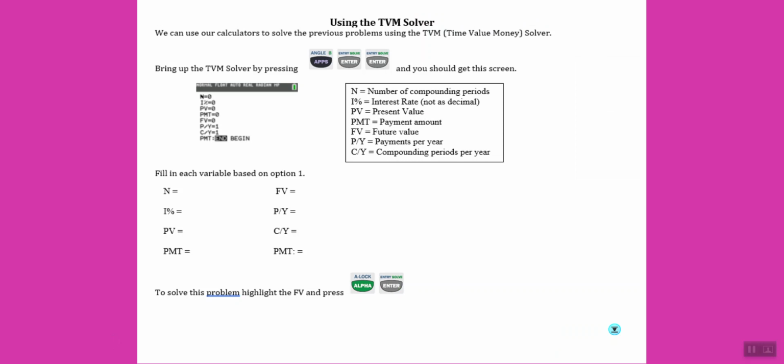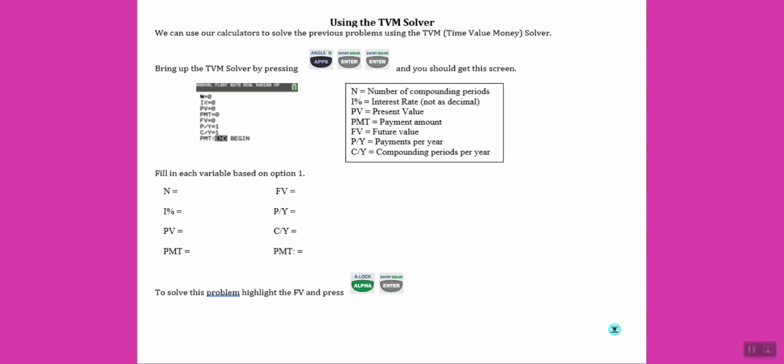PV stands for present value. That's how much money you're putting in the account at the very beginning. PMT is your payment amount. If you're making payments to the account every year, how much are you putting in? Future value is how much money will be in the account in the future. PY and CY are payments per year and compound periods per year. And like 95% of the time, these two numbers match. Every once in a while, we have problems where they don't, and when we get to that part, I'll show you.